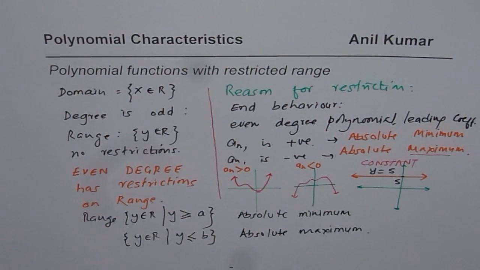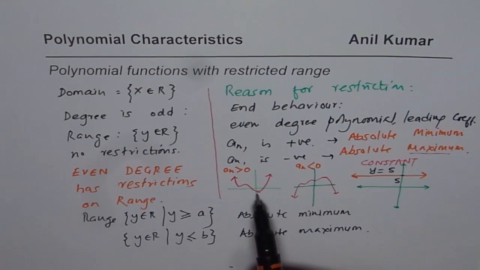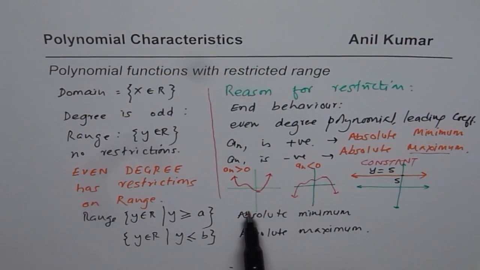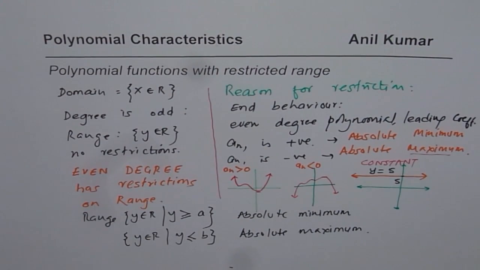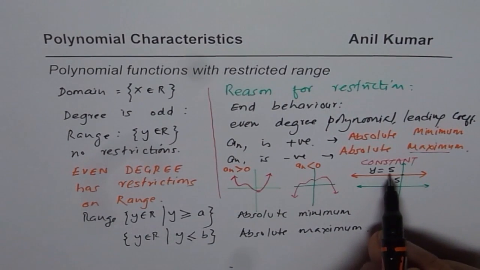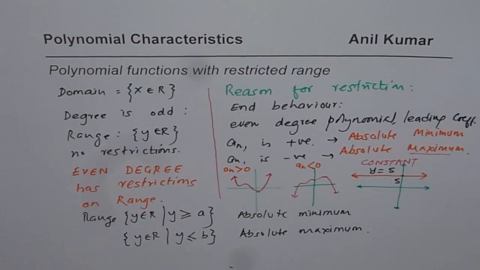So now let me summarize this video. All those polynomials which have odd degrees will have no restrictions on domain and range. Polynomials with even degree will have no restrictions on domain. However, the polynomials with even degree will have restriction in range. There could be an absolute maximum value if the leading coefficient is less than 0. There could be an absolute minimum value if the leading coefficient is positive. And at times, if you're only dealing with a constant function, which is also a polynomial, the range will have just one element in it. So with that, I hope you understand that polynomials can have a restricted range.